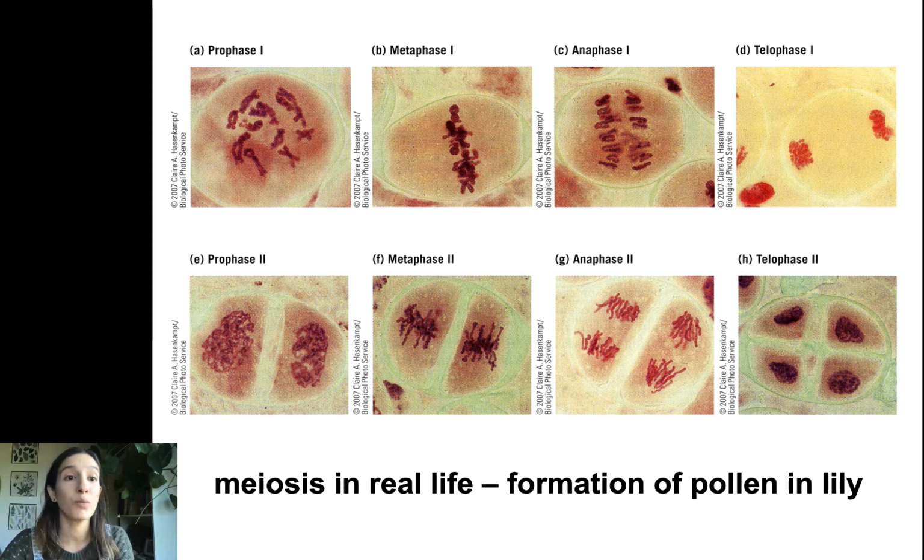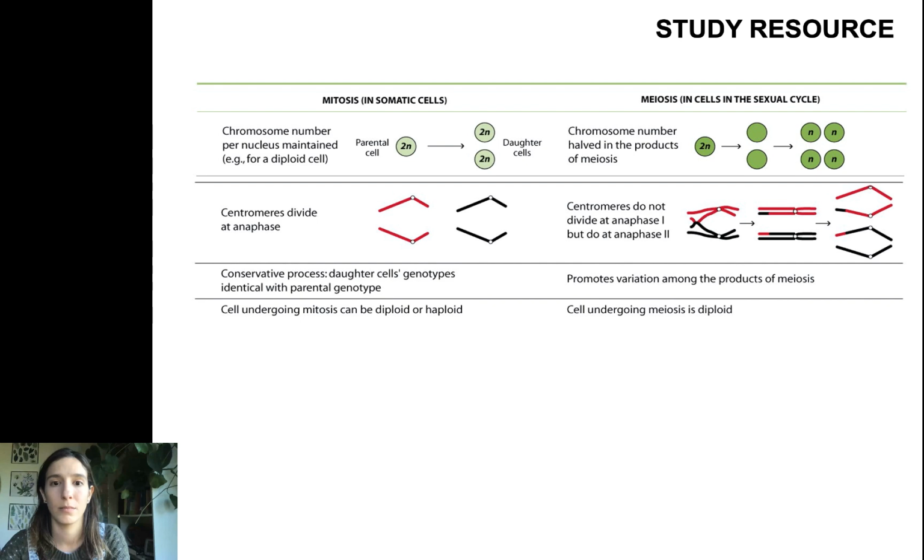And here's what it looks like in real life. These are actual images taken under a microscope of stained cells of pollen forming in a lily. Pollen is actually essentially a gamete. Okay, and this is another little study resource. Feel free to pause this and just kind of study meiosis a little bit.